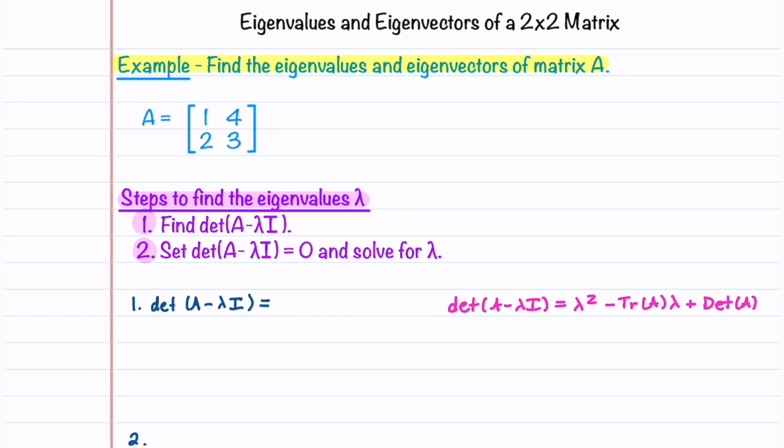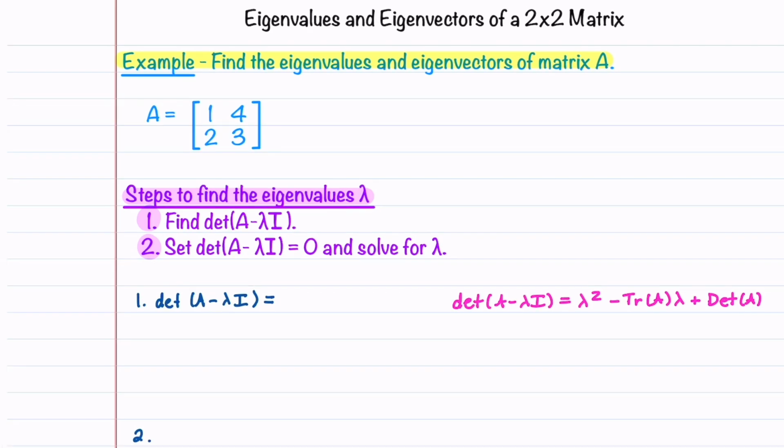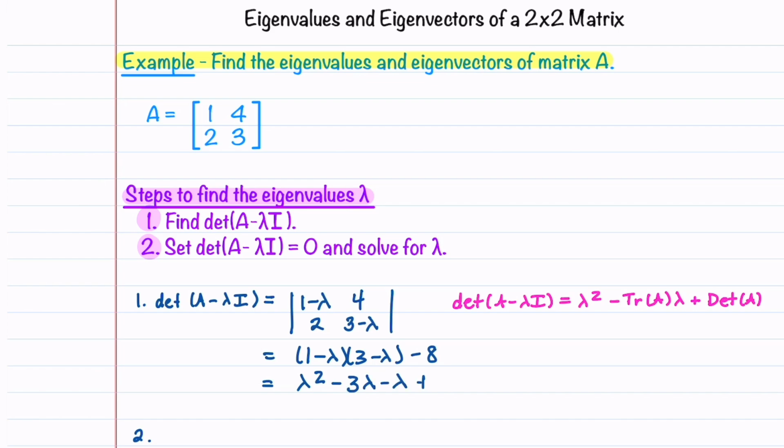To find the determinant of A minus lambda I, all we need to do is to subtract lambda from the main diagonal elements of our matrix A. Our determinant then is the main diagonal entries multiplied, minus the off diagonal entries, which is 2 times 4, which is 8. We'll then multiply this out, and we get lambda squared minus 3 lambda minus lambda plus 3 minus 8. Combining like terms, we get lambda squared minus 4 lambda minus 5.